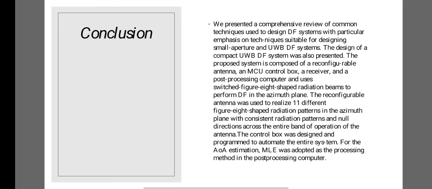And at last, in conclusion, we presented a comprehensive review of the common techniques used to design direction finding systems, with particular emphasis on techniques suitable for designing small aperture and UWB DF systems. The design of the compact UWB DF system was also presented. The proposed system is composed of a reconfigurable antenna, an MCU control box, a receiver, and a post-processing computer, and uses switched figure 8 shaped radiation beams to perform DF in the azimuth plane.